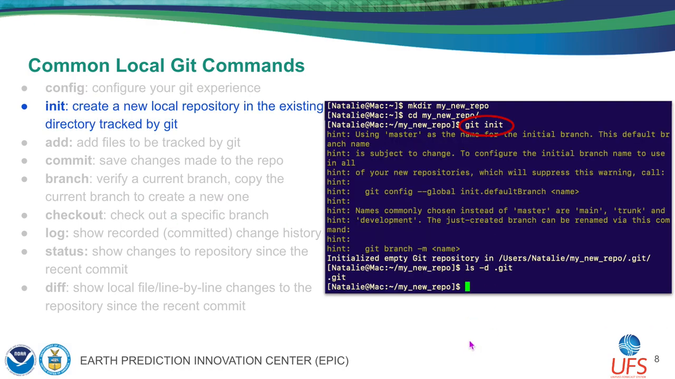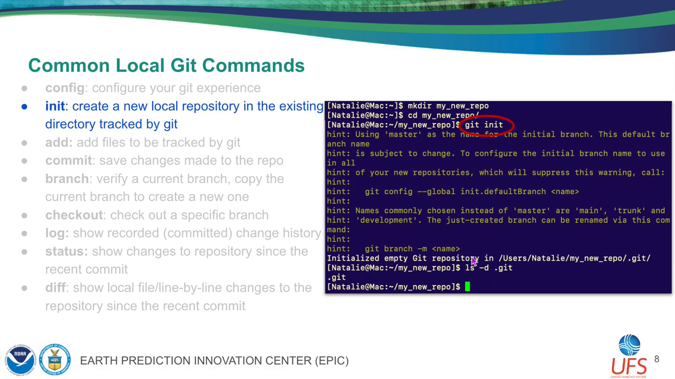By git init, our newly created local repository starts to be tracked by Git. So in the terminal, I create a new directory, my local repo, I change directory to the new one, and I issue the git init command. You may not get this prompt, but in my case, it informs me that master will be the name of the initial branch, and you can change it.